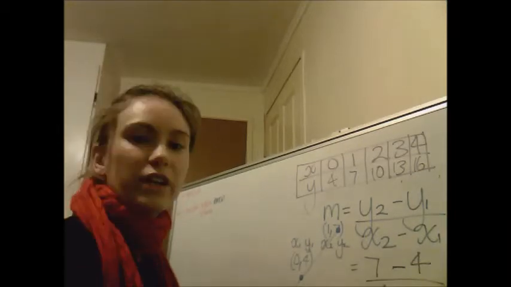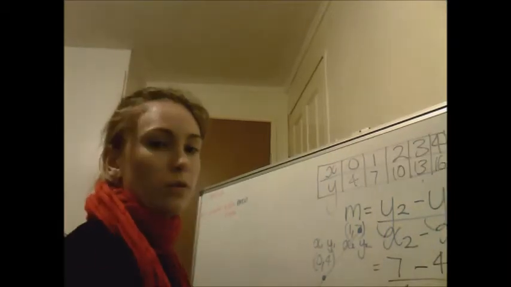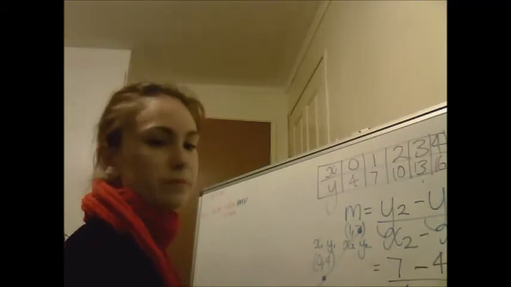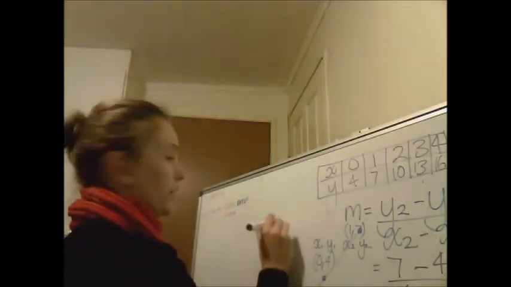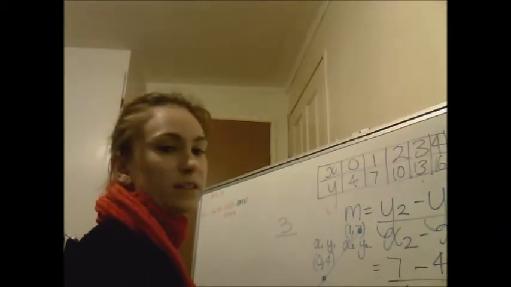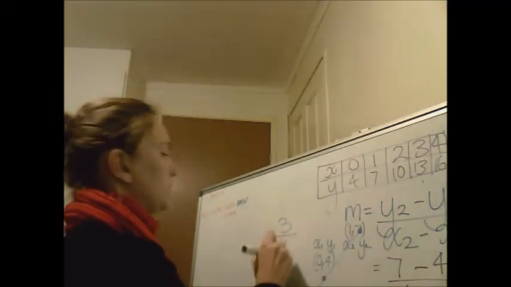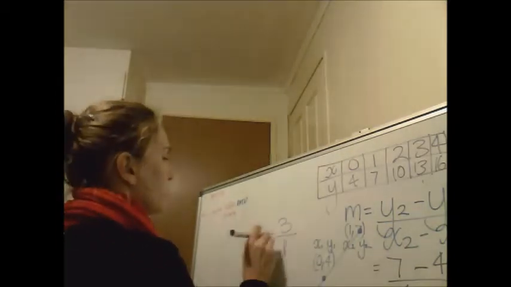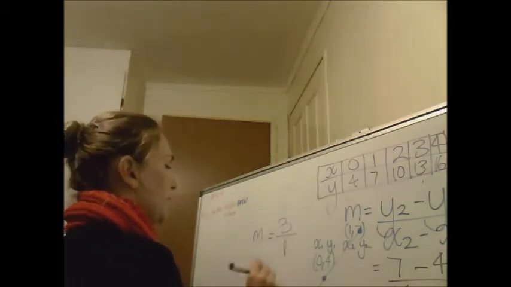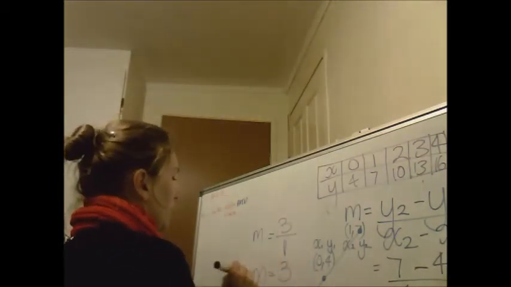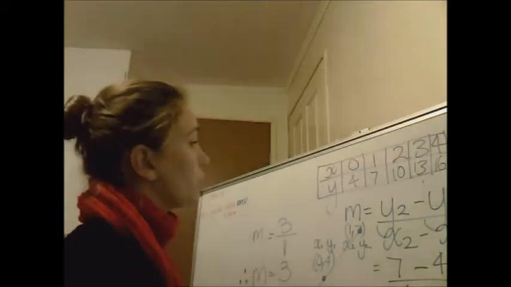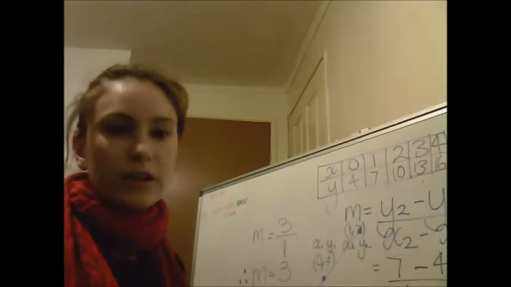So what is 7 take 4? Well, 7 take 4 is 3. So now we have 3. What's 1 take 0? It's 1. Make sure you're always doing your equal signs. So what does m equal? It equals 3, because 3 divided by 1 equals 3. So we know that our gradient equals 3.